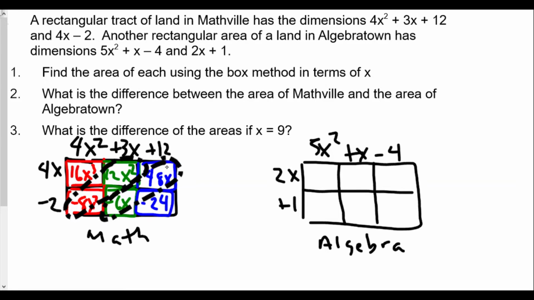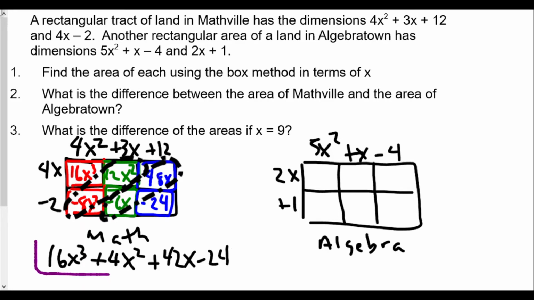And so when I combine everything, I have the 16x cubed by itself. Then 12x squared plus negative 8x squared is plus 4x squared. Then 48x plus negative 6x is plus 42x. Then minus 24. And so this will be the area of the tract of land in Mathville in terms of x.